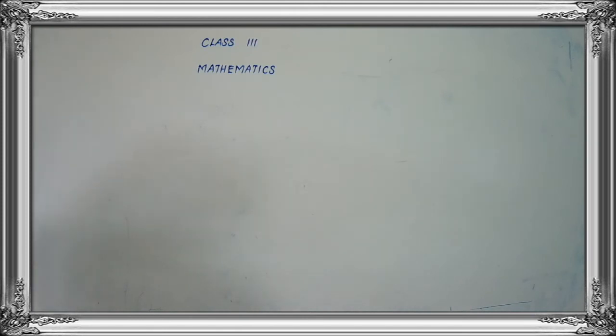See the first one. The face value of a digit is the value of the digit itself.